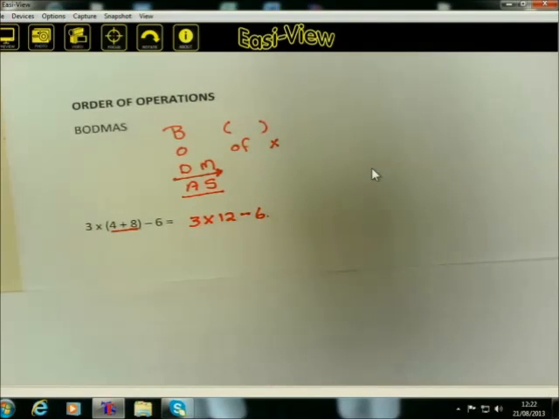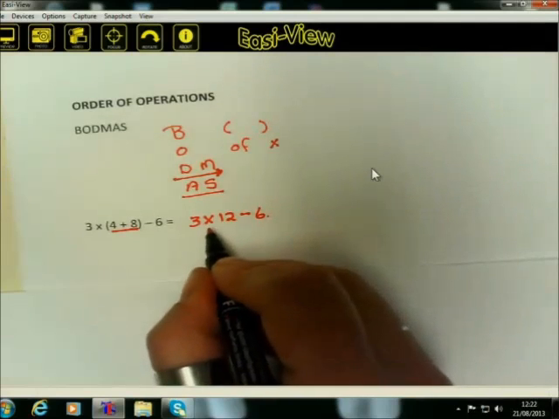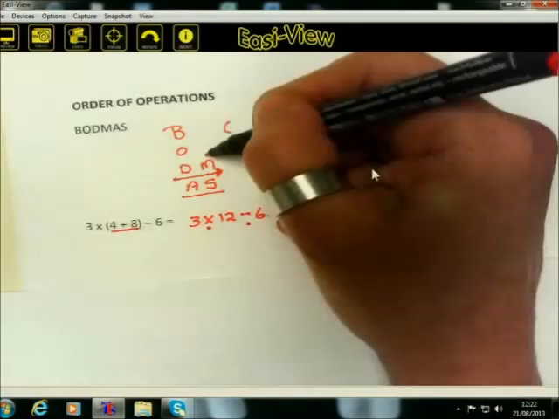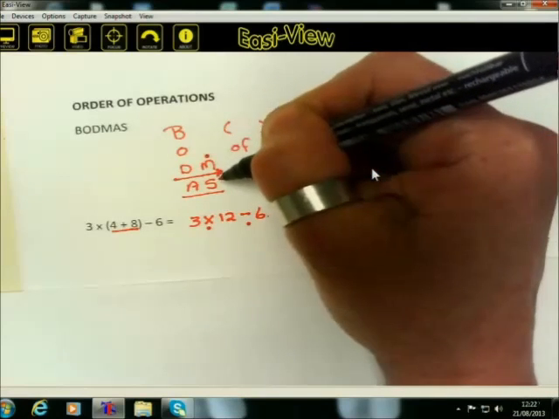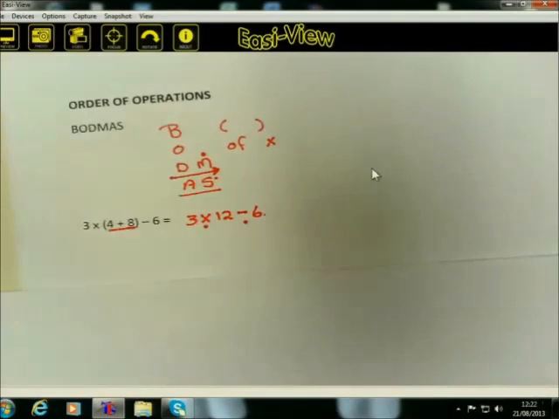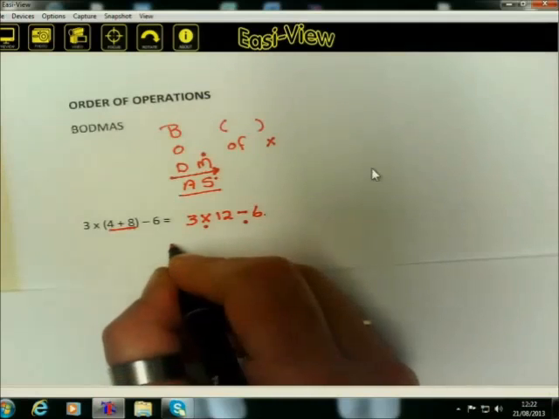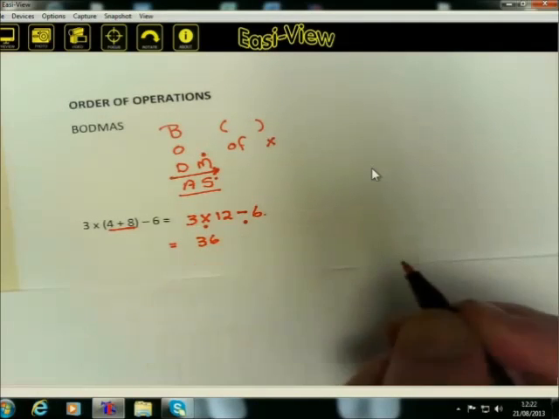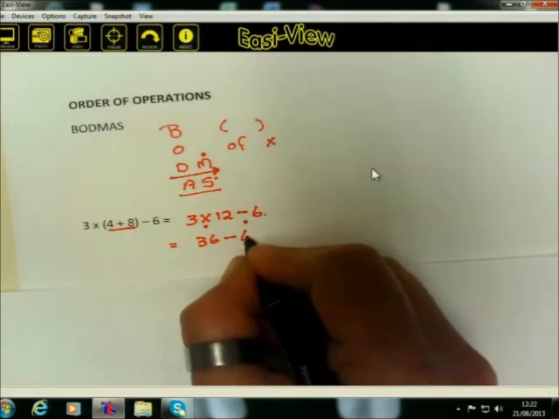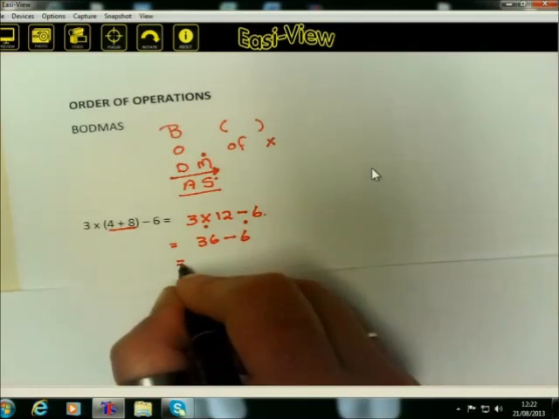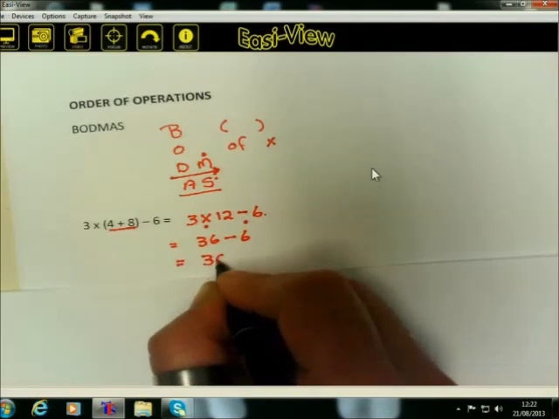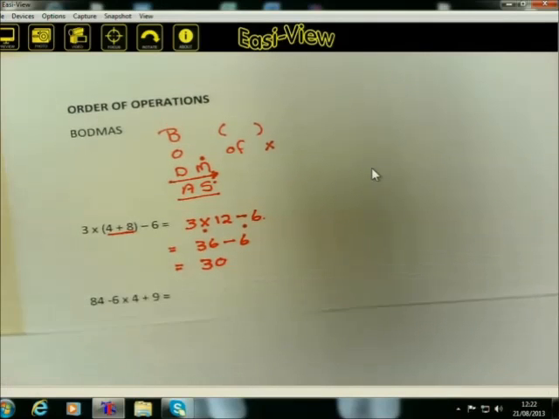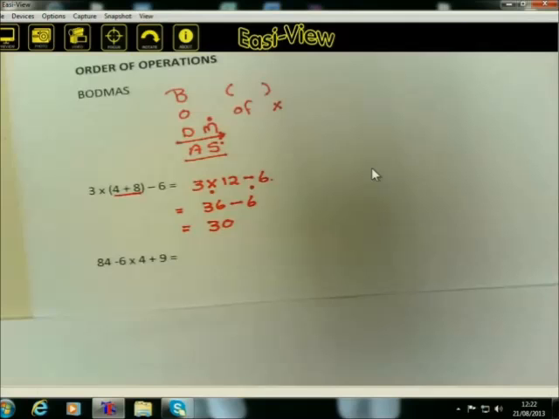Okay, and then we have the subtraction of the 6 and the multiplication by 3. What am I going to do now? Which operation comes first? Multiplication or subtraction? You will see multiplication is before subtraction. So first I multiply by 3. 12 times 3 is going to give me 36. And then I'm going to subtract the 6 to give me a final answer of 30. Are you alright with that, grade 12?